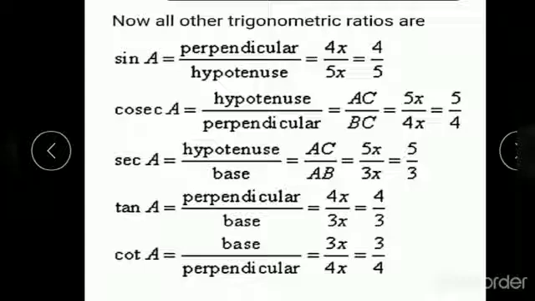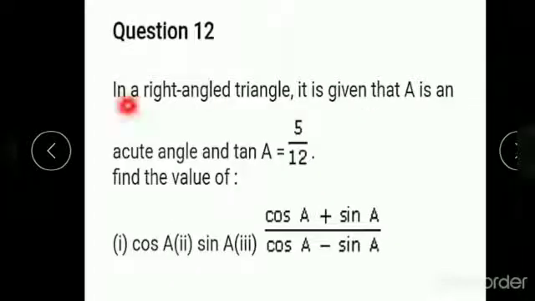Okay, did you understand this? So we'll move on to the next one. In a right angle triangle, it is given that A is an acute angle and tan A is equal to 5 divided by 12. So one ratio is given. That means you are given two sides in a right angle triangle and you have to find one more side. And what you have to find out? Find the value of cos A, second one sin A, and the third one is cos A plus sin A divided by cos A minus sin A, right?